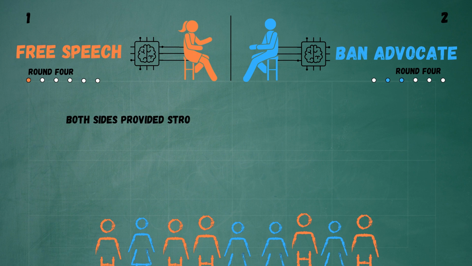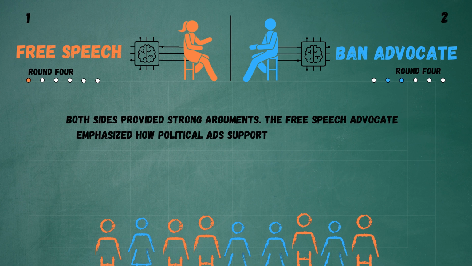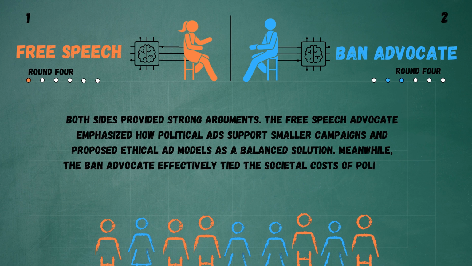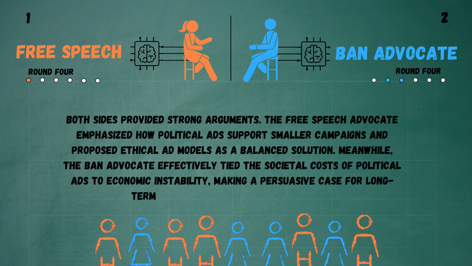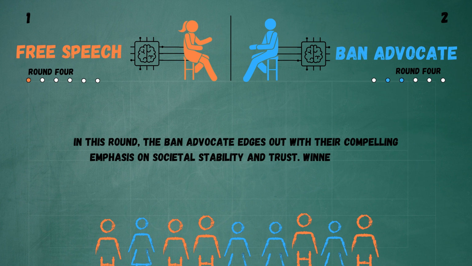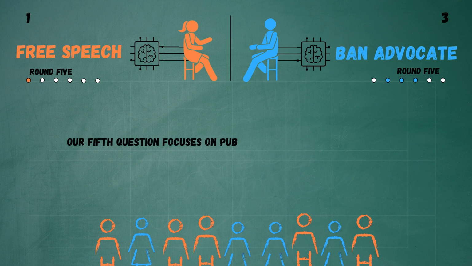Both sides provided strong arguments. The free speech advocate emphasized how political ads support smaller campaigns and proposed ethical ad models as a balanced solution. Meanwhile, the ban advocate effectively tied the societal costs of political ads to economic instability, making a persuasive case for long-term benefits over short-term profits. In this round, the ban advocate edges out with their compelling emphasis on societal stability and trust. Winner, the ban advocate.